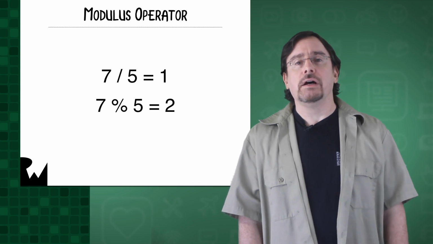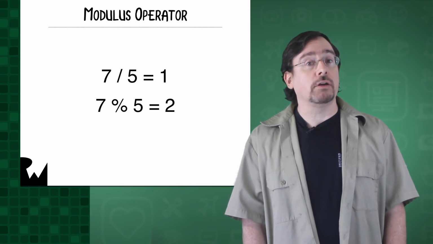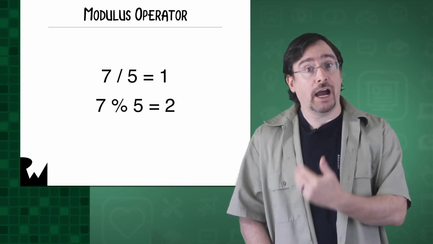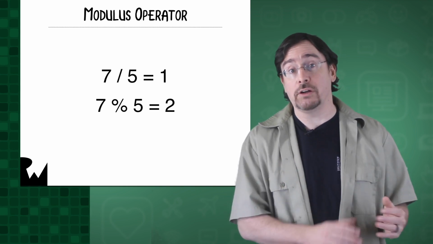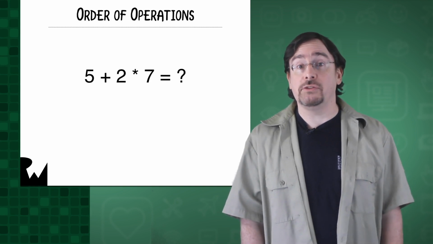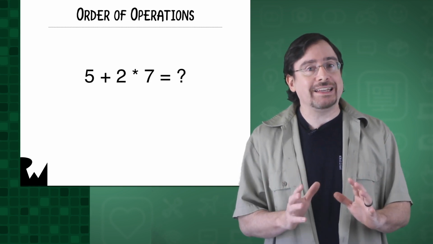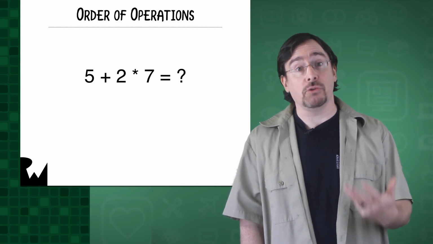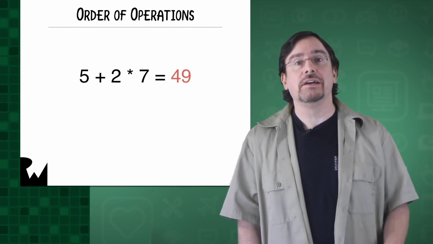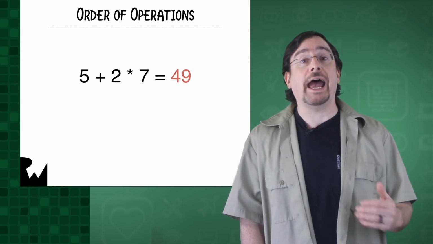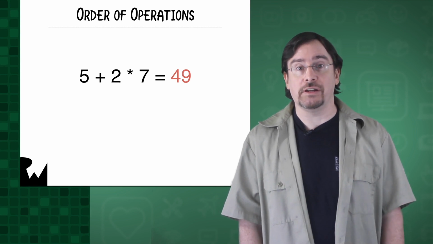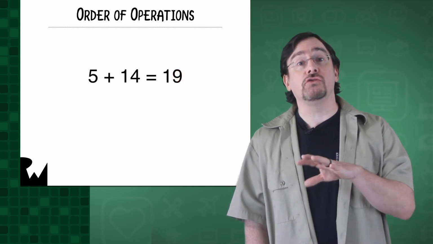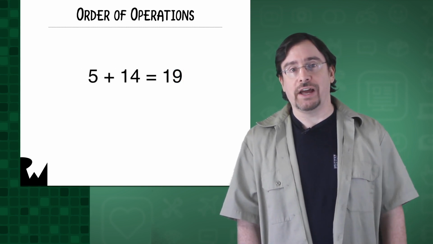A good thing to keep in mind when working with operators is the order of operations. Some operators have a higher precedence than other operators. Take the equation 5 plus 2 times 7. Now you may think the answer is 49. That is, 5 plus 2 equals 7, times 7 equals 49, and well, that's incorrect. You multiply first and then you add, since multiplication has a higher precedence. Thus the answer is calculated 7 times 2, which is 14, plus 5, which equals 19.